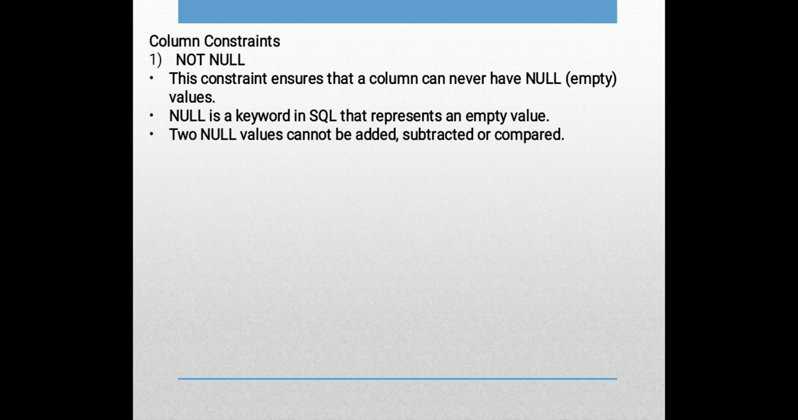The next topic is the different types of column constraints. The first constraint is NOT NULL. By using the column constraint NOT NULL, the column can never have an empty value.